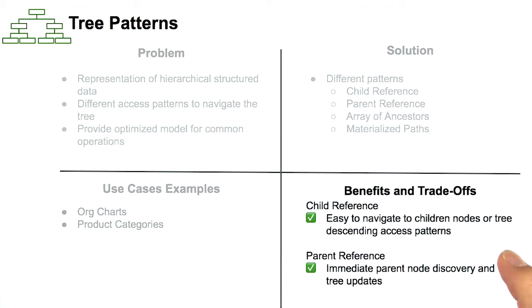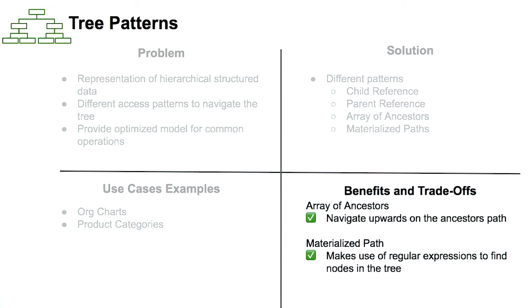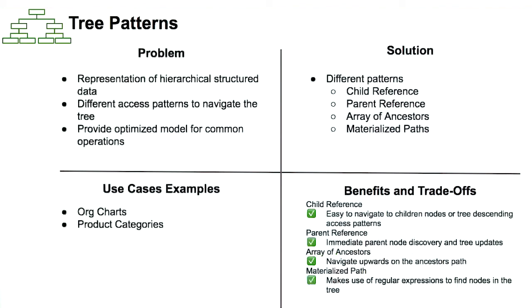Parent reference is ideal to navigate upwards in the tree and in situations where the tree is constantly being updated or moved. Array of ancestors is ideal to get a full view of a branch of the tree structure up to the node itself, whereas materialized path is an alternative to use a single field index on a string value that enables the usage of regular expressions to find documents in a branch of the tree. Tree patterns are an effective way of representing these use cases.